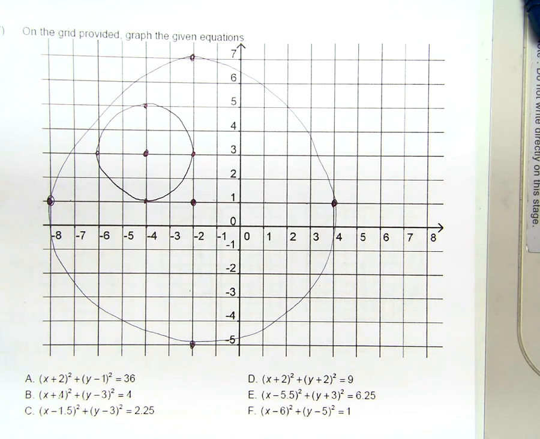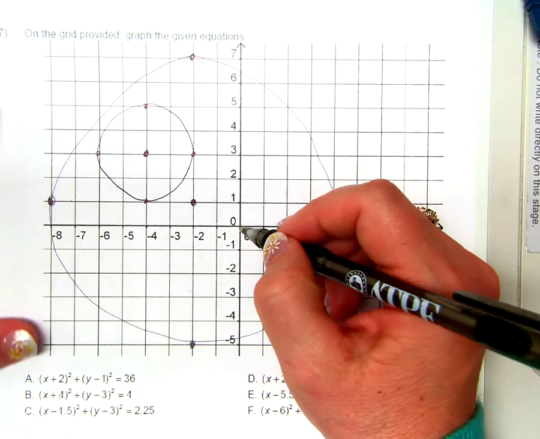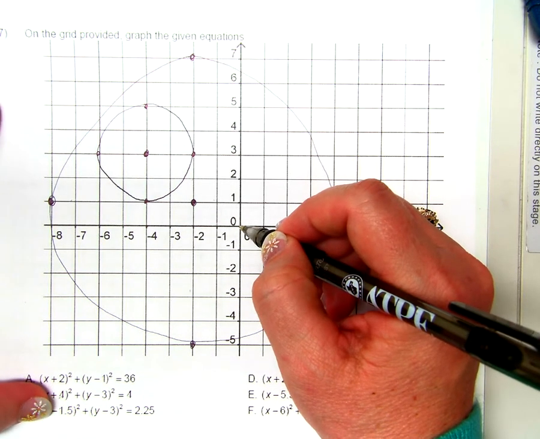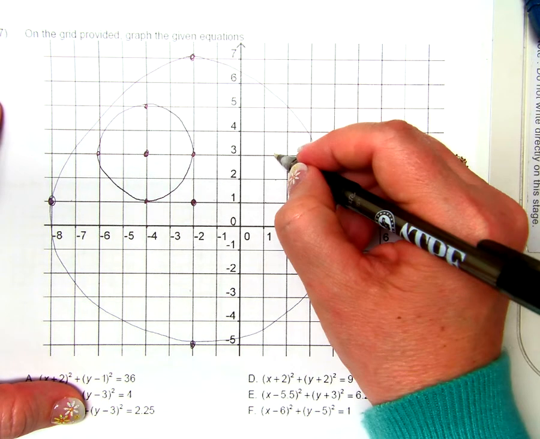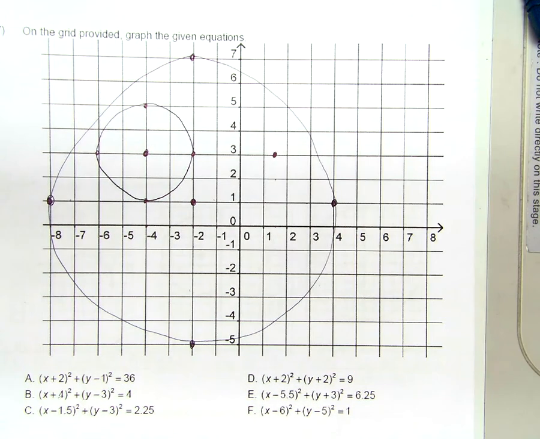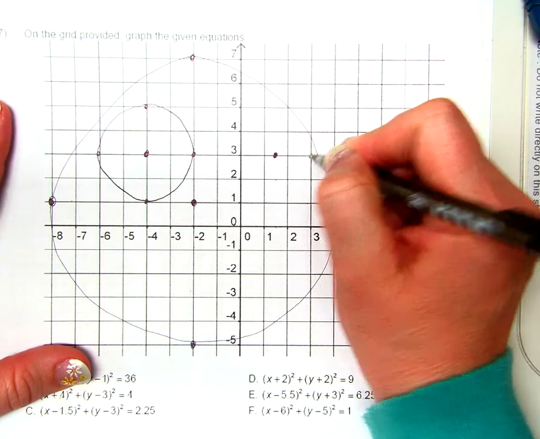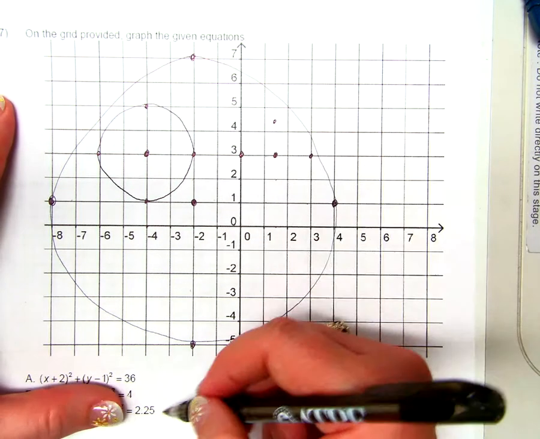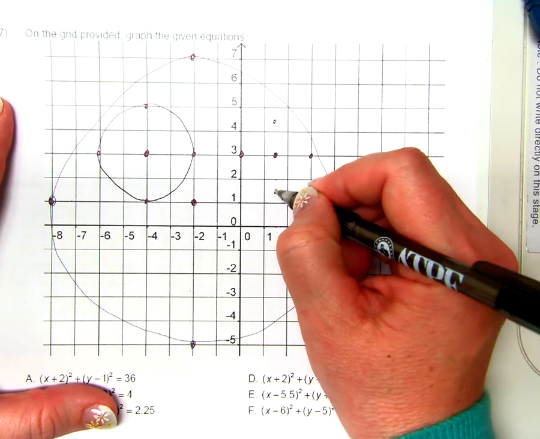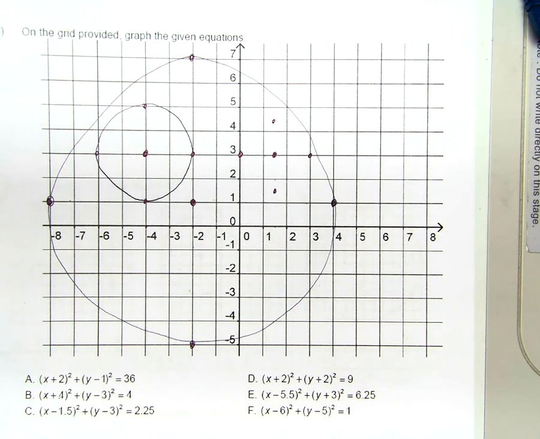How do we graph C? 1.5, 3. What's my radius? How do you know it's 1.5? Okay, you put it in a calculator, right? Is there any other way that anybody did it? Do you know the square root of 225? Do you know that the square root of 225 is 15? If you did, you would know the square root of 2.25 is 1.5.